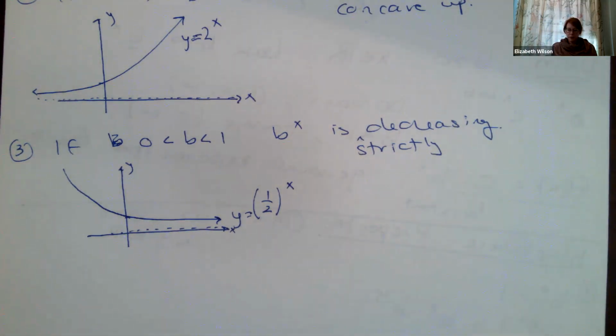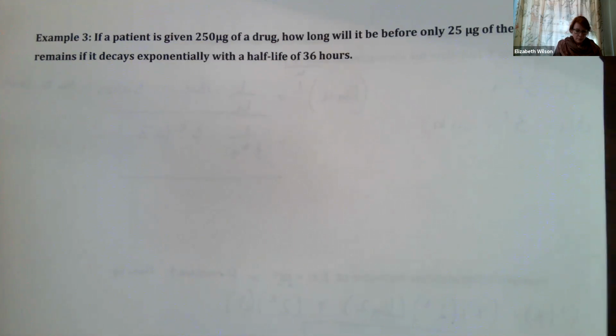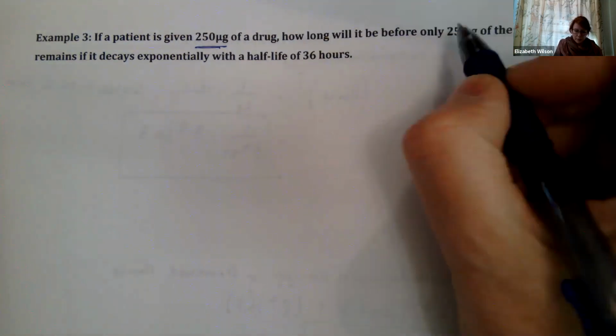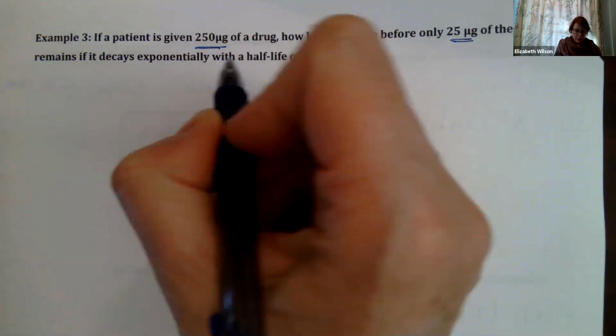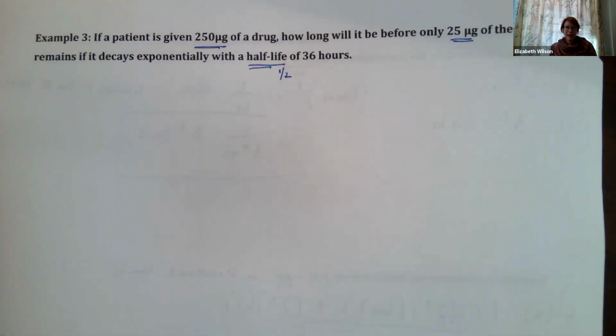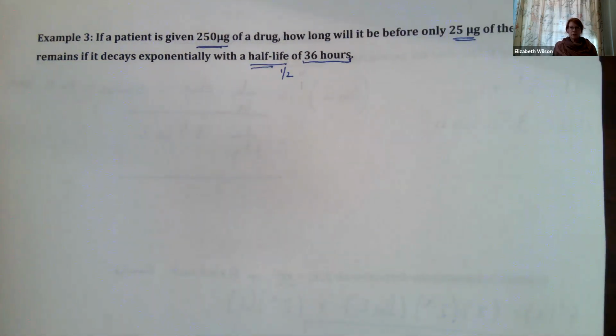So our example 3 is a word problem, and maybe you saw some stuff like this when you were in high school, but let's go back and review. Example 3 says, if a patient is given 250 micrograms of a drug, how long will it be before only 25 micrograms of the drug remains if it decays exponentially with a half-life? Half-life means it decreases by half every half-life time period. So there's a half-life of 36 hours, right? So I'm going to take notes here as I'm working.